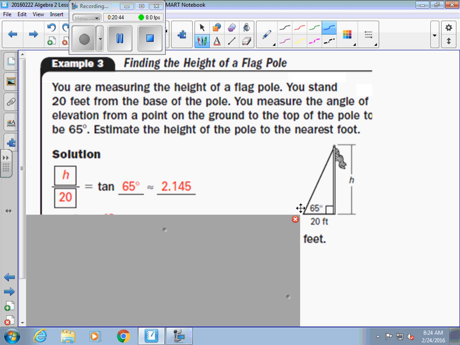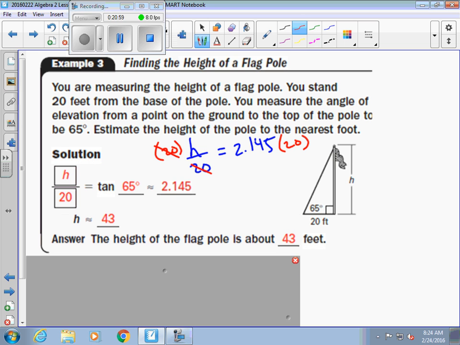So what we have now is H divided by 20 is equal to the tangent of 65, which is 2.145. To get H by itself, you multiply both sides by 20. That's just doing simple algebra there. When you do that, you get a height of the flagpole of about 43 feet. And again, that's an estimate, because that's an estimate of the tangent of 65 degrees. That little wavy equal sign means approximately 2.145.